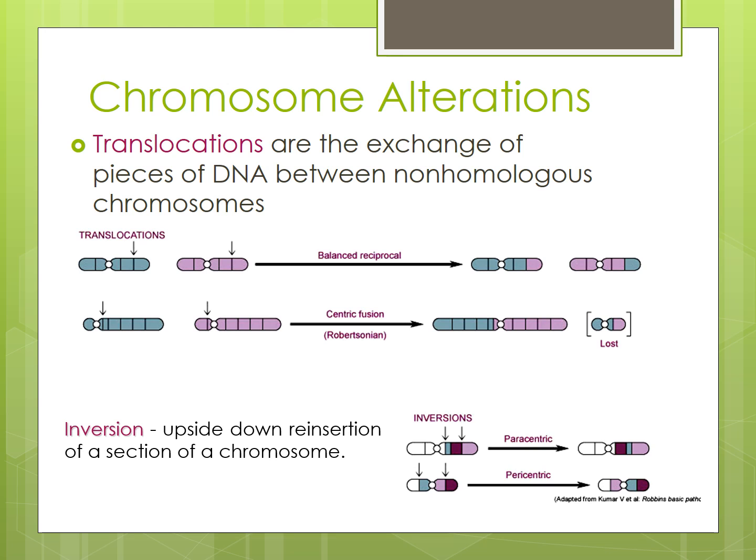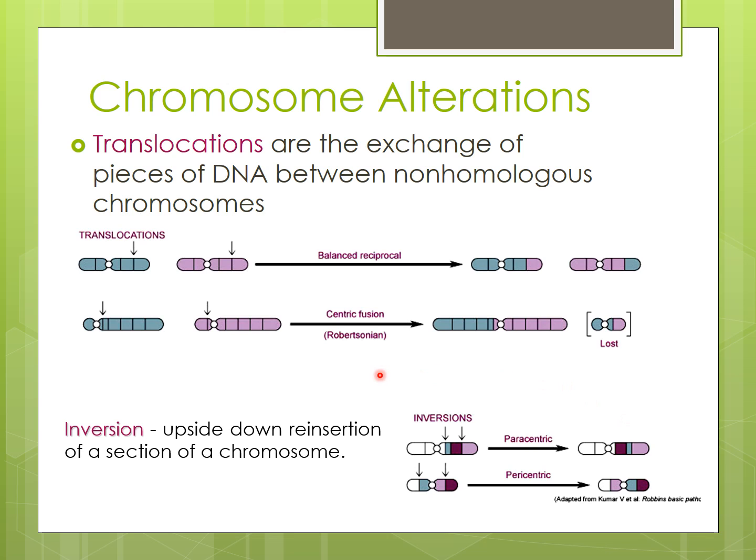Another example of a chromosomal alteration would be translocations, and that would be when you have an exchange of pieces of DNA between non-homologous chromosomes. So remember, we talked about the crossing over that occurs in independent assortment of DNA that happens between homologous chromosomes. However, in this translocation, we're having an exchange happen in non-homologous chromosomes.